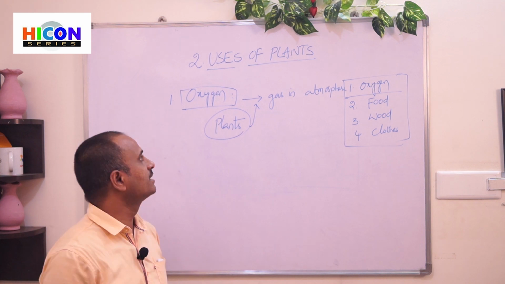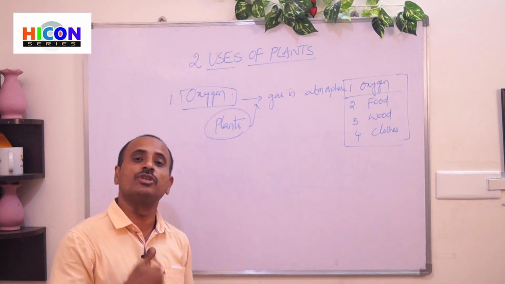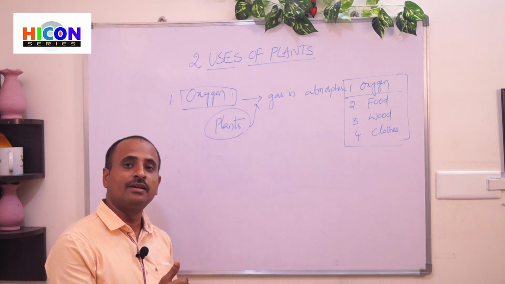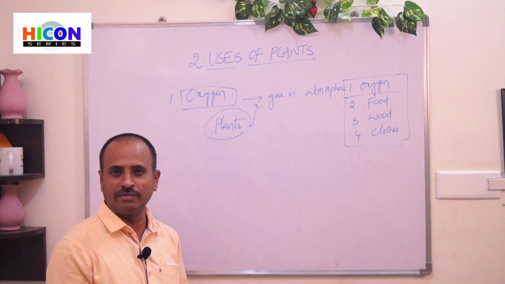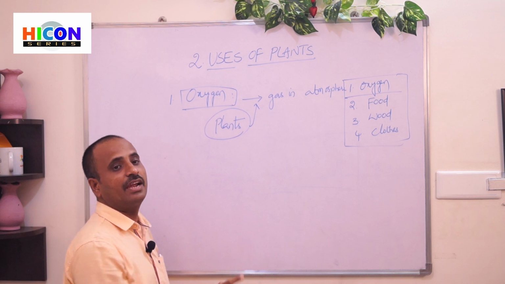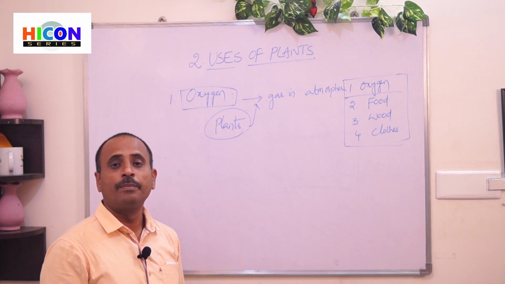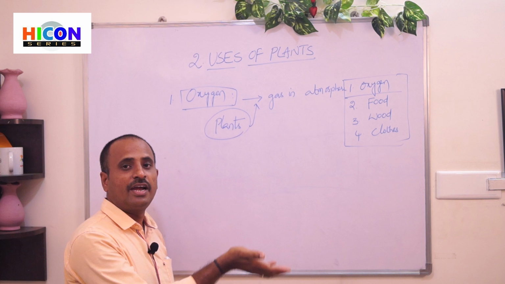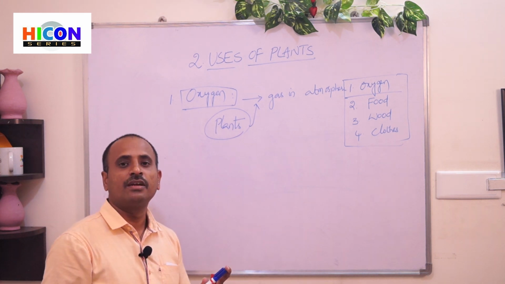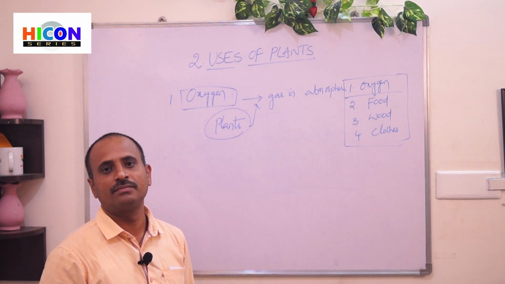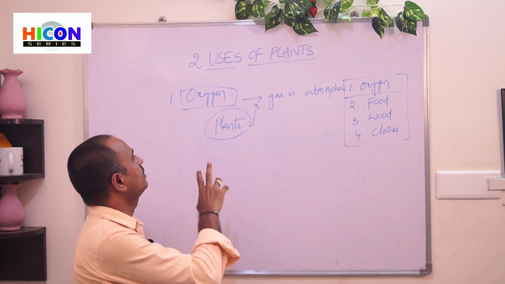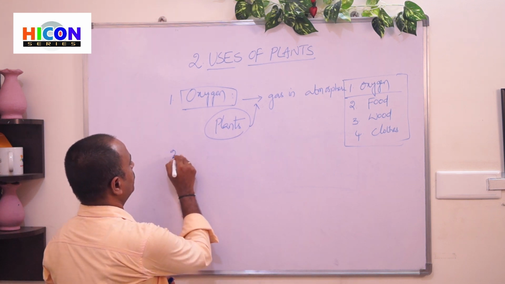All living beings take in oxygen and give out carbon dioxide, and the plants take that carbon dioxide in and give out oxygen. So in this way, there is an exchange of gases that takes place between plants and animals. Plants give out oxygen and take in carbon dioxide, whereas animals take in oxygen and give out carbon dioxide. So this is the main use of the plants. The second use of the plant is food.